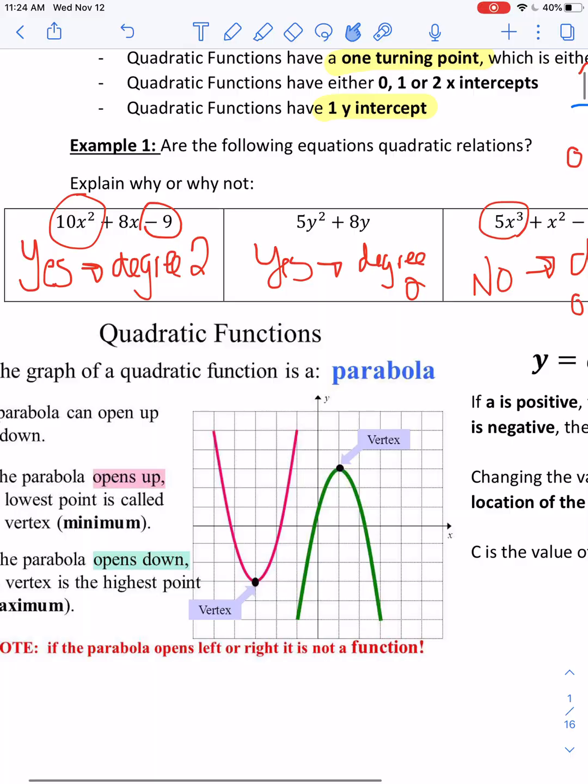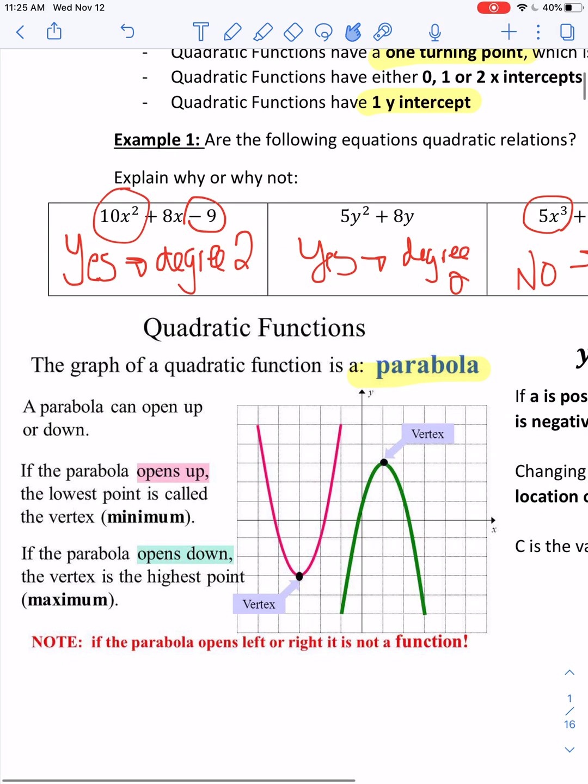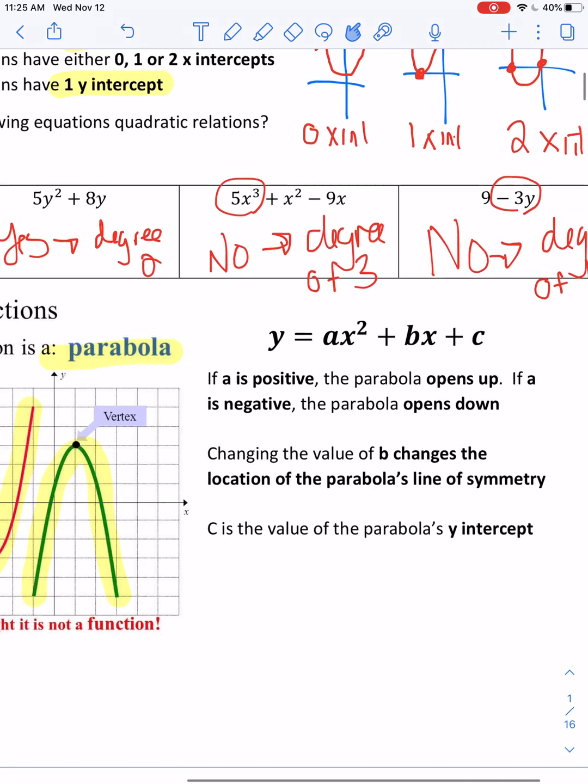So quadratic functions, as I mentioned earlier, form a parabola. So that parabola can open up, and when it opens up, like in this pink diagram, the vertex is called the minimum because it's the minimum point on the graph. It could also open down like the green diagram. If your parabola opens down, we have a maximum point. So the vertex is always the turning point, and it'll either be a minimum or a maximum.